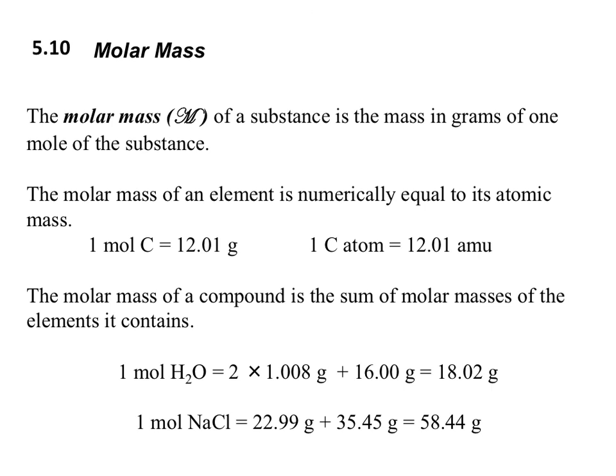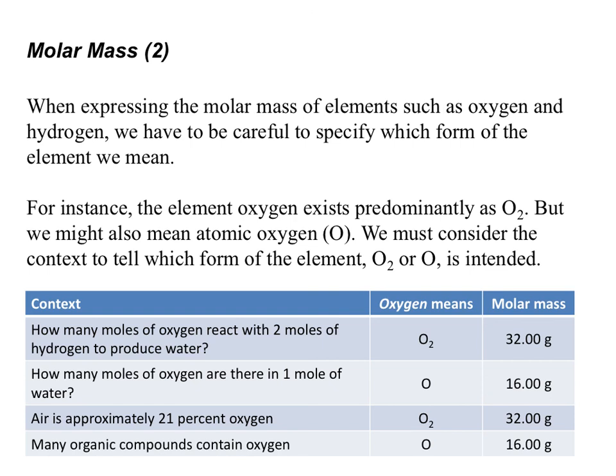When expressing the molar mass of elements such as oxygen and hydrogen, we have to be careful to specify which form of the element we mean. For instance, the element oxygen exists predominantly as O2, but we might also mean atomic oxygen, O. We must consider the context to tell which form of the element, O2 or O, is intended.